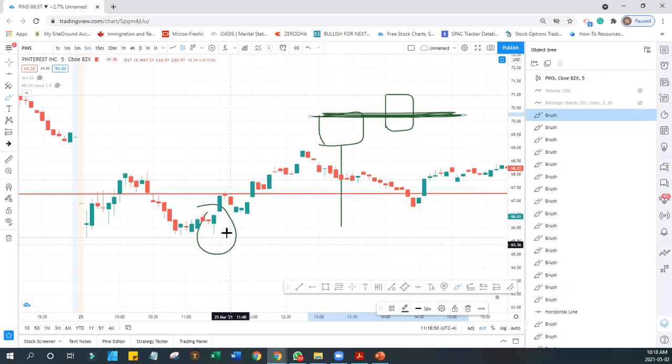So for an example here, you got the confirmation by this candle. Now you can put the stop loss here and write the trade.